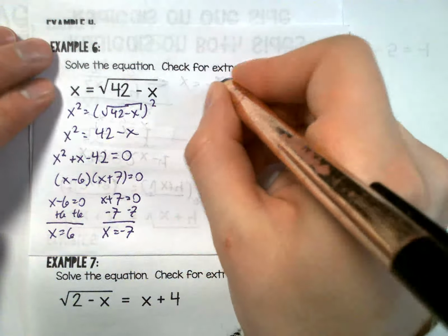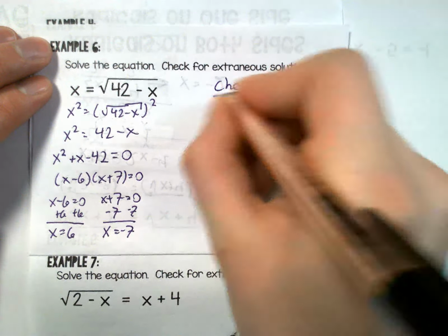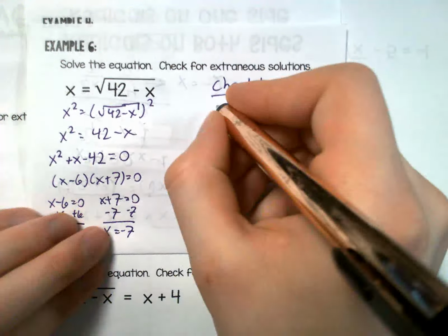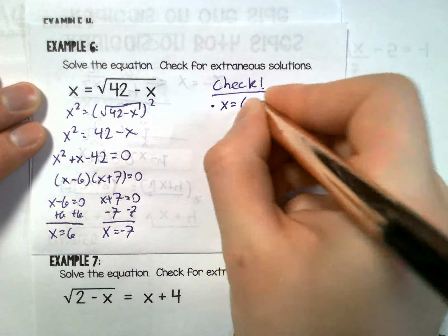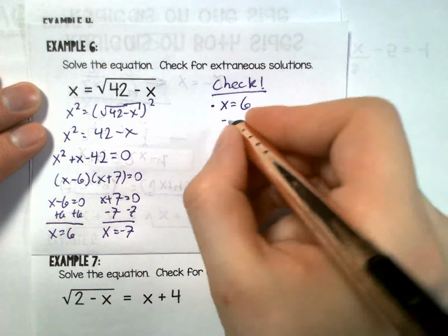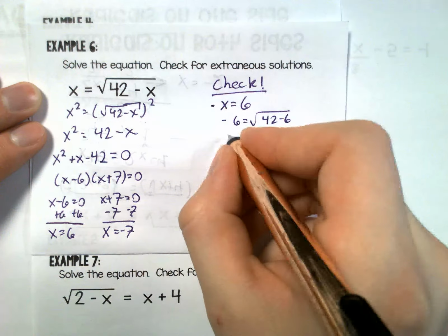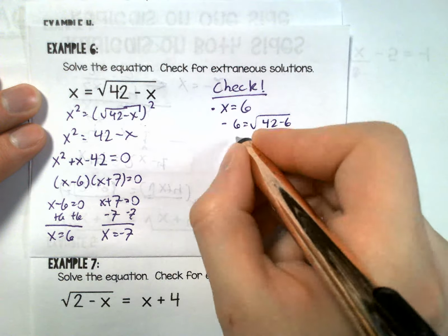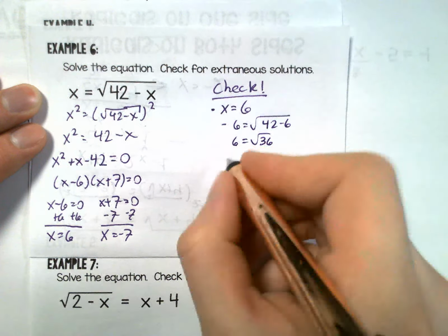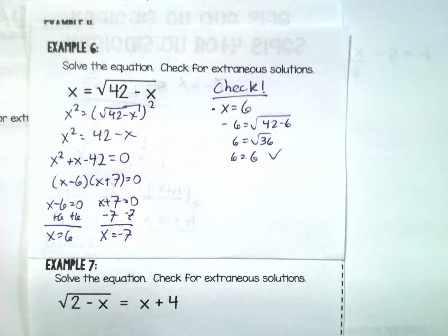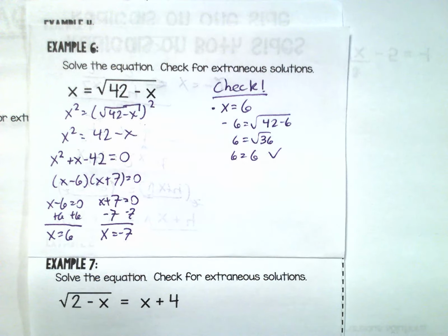So now we are going to check both of those answers against our original equation, basically plugging them in. For the first one, x equals 6, we plug that in. We have 6 equals the square root of 42 minus 6. We get 6 equals the square root of 36, which simplifies down to 6 equals 6. It checks out. Now, just because the first one worked doesn't mean the second one will. You will have to check it to make sure both answers work, because there are going to be situations where both don't work or only one works.